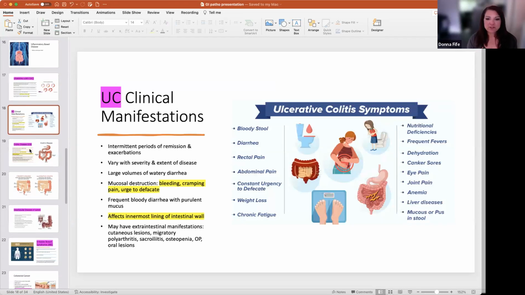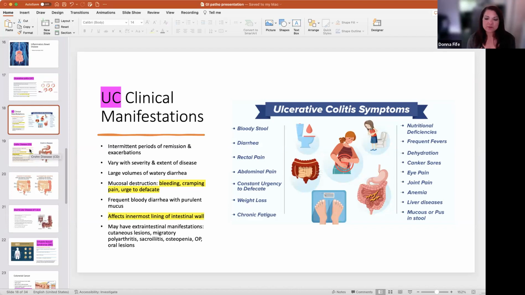Different clinical manifestations we're going to see with ulcerative colitis. They can have intermittent periods of remission and exacerbations. This can vary with the severity and the extent of the disease. Patients may have large volumes of watery diarrhea.